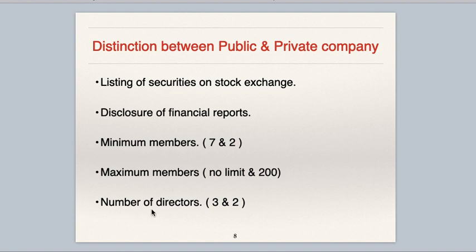Next point of distinction is number of directors. At least 3 directors are required in a public company, whereas at least 2 directors are required in a private company.